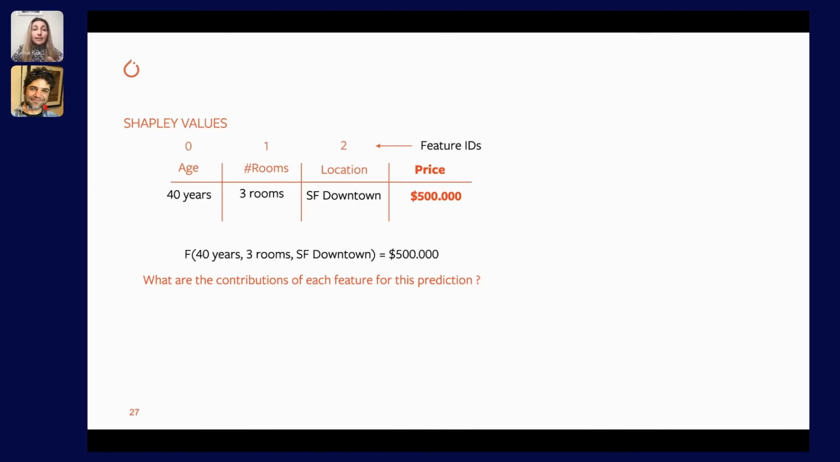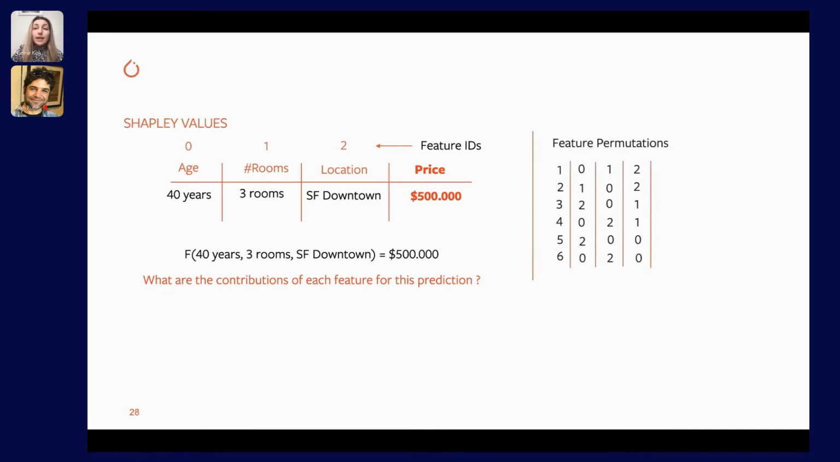To do that, let's assign feature IDs to these features and look at all possible permutations and orderings in which these features could enter the game, could enter the prediction scenario. After we list all possible permutations, and in this case it's 6 because we have 3 features, we start adding those features into the model in the ordering specified in the permutation. So we will start from the first ordering.